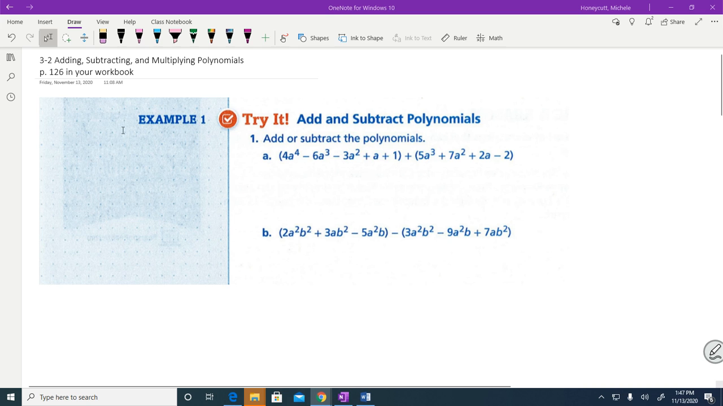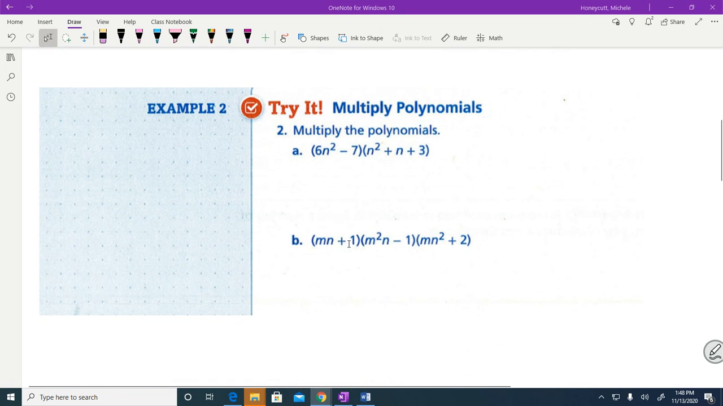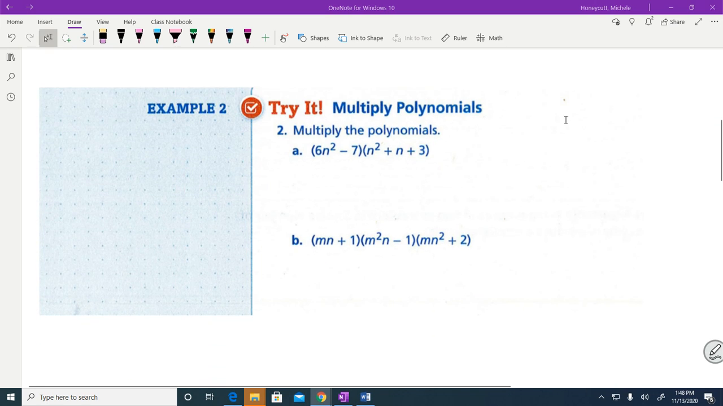Right, now let's talk about adding, subtracting, and multiplying polynomials. You can follow along on page 126 in your workbook. We are going to start off with multiplying because this is the information that's the newest, and then the other one is going to feel like review. So let's talk about multiplying first.